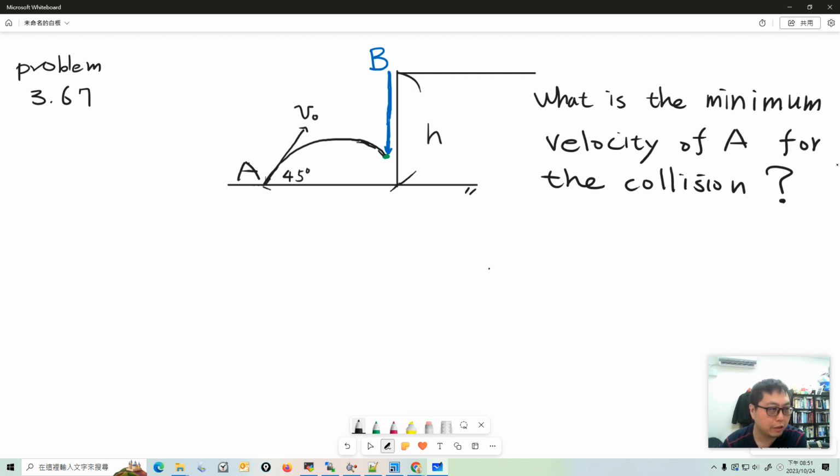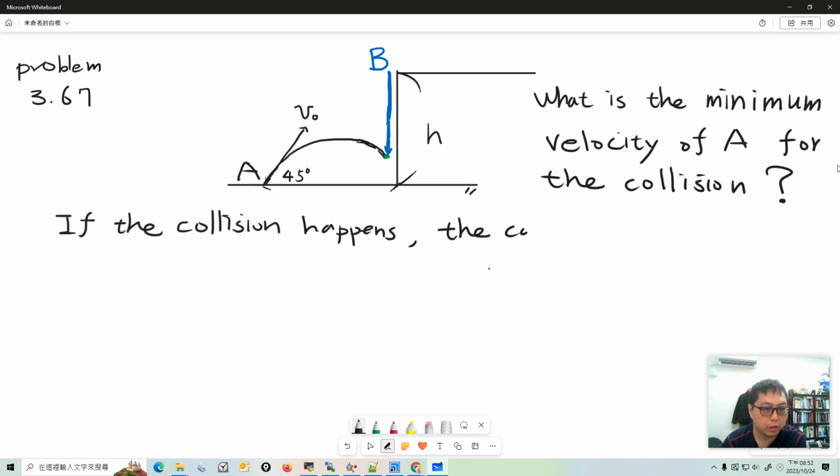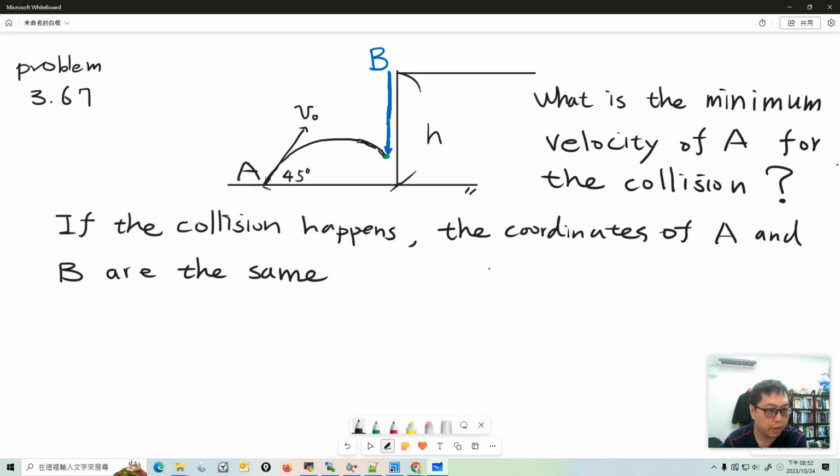So let's start from here. If the collision happens, the coordinates of A and B are the same at the collision point.